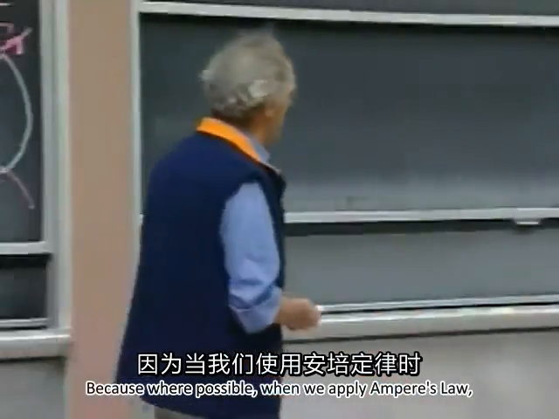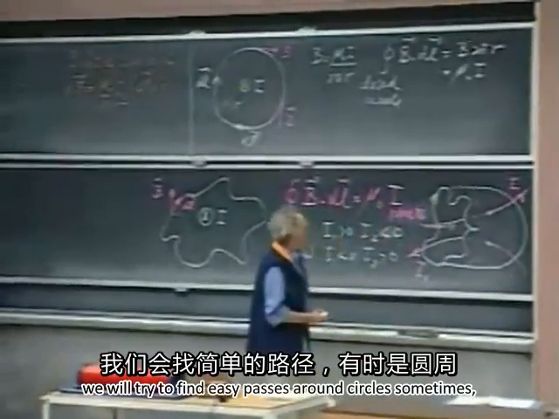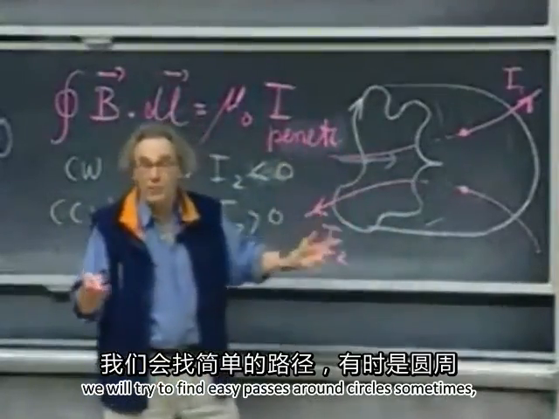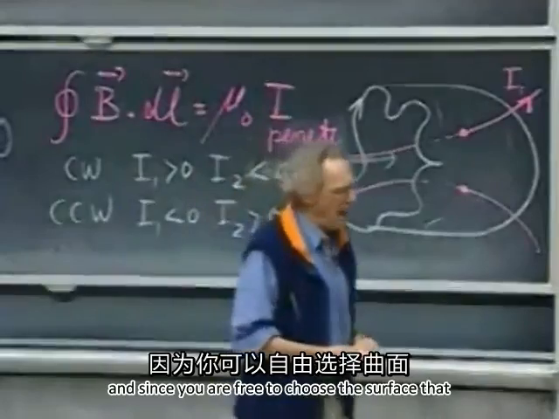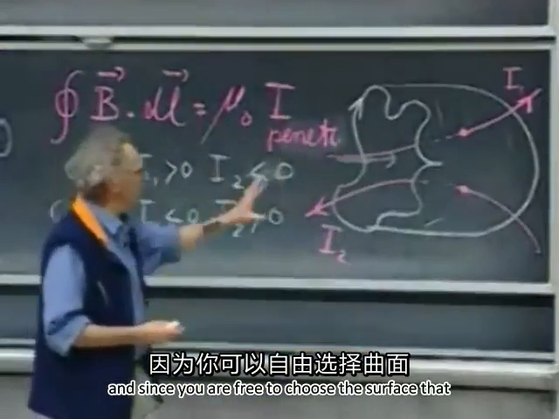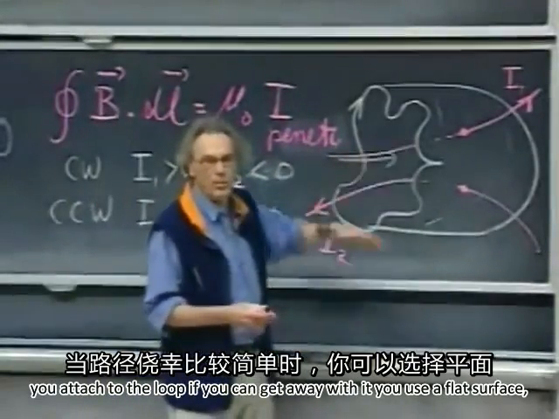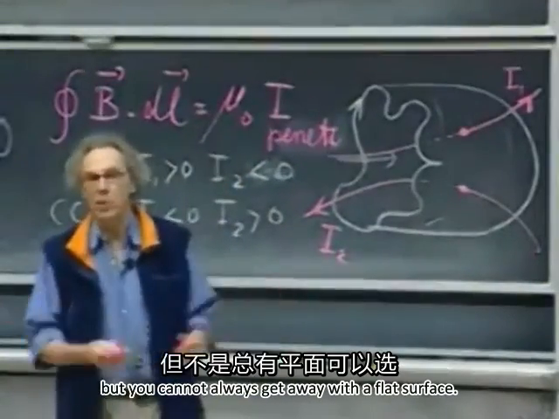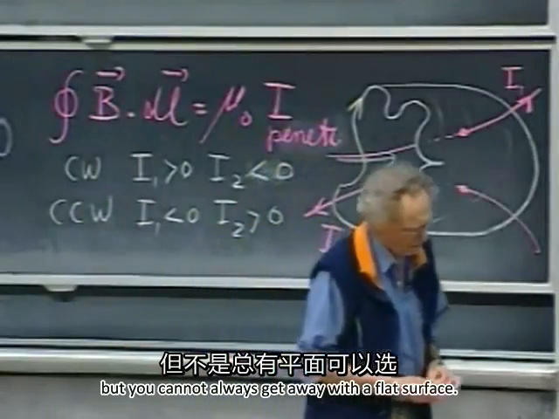Because where possible, when we apply Ampere's law, we will try to find easy paths around circles, sometimes rectangles. And since you are free to choose the surface that you attach to the loop, if you can get away with it, you use a flat surface. But you cannot always get away with a flat surface.